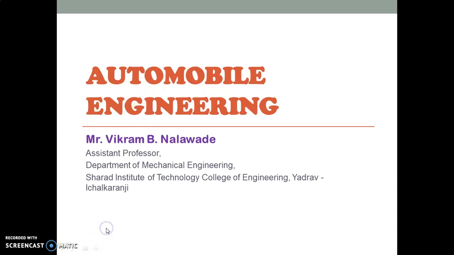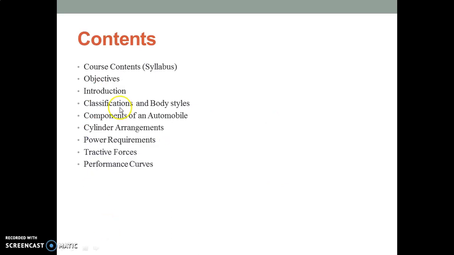In the last lecture we covered some basics about automobile engineering. In today's lecture we'll cover some of the contents. The syllabus has been covered; only the basic points will be cleared here. Then objectives, introduction, classification and body styles, components of an automobile. Cylinder arrangements, power requirements, tractive forces and performance curves will be covered in coming lectures.